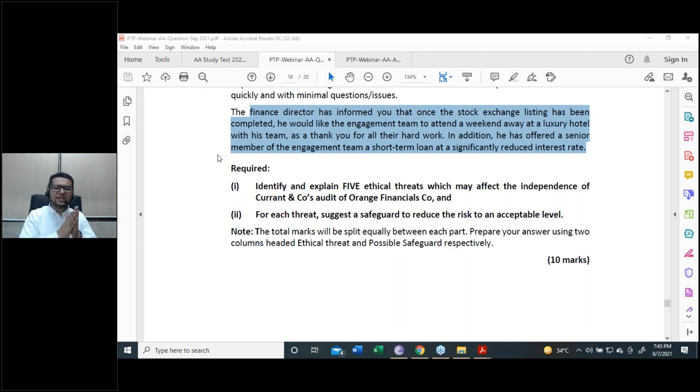Yes, self-interest and familiarity because of that picnic and that luxury hotel trip, and that should be declined straight away because that's not trivial. And that loan will be considered again as a self-interest, and eventually it could lead to intimidation because they might put you under pressure for that, and you've got to decline that as well.